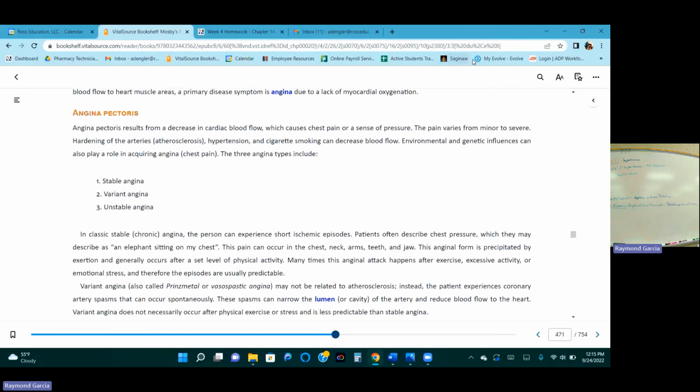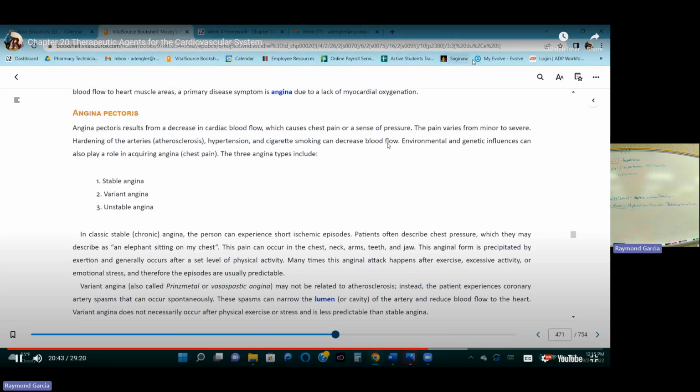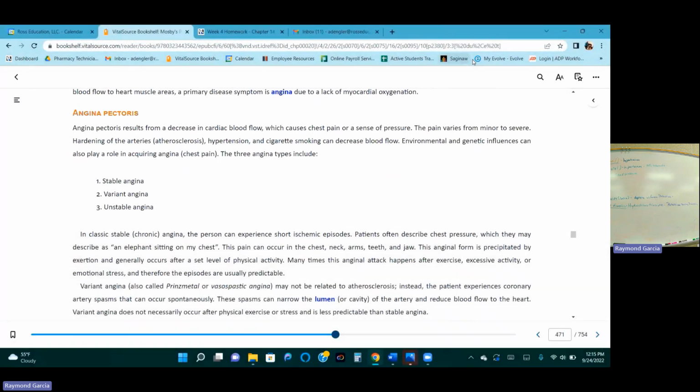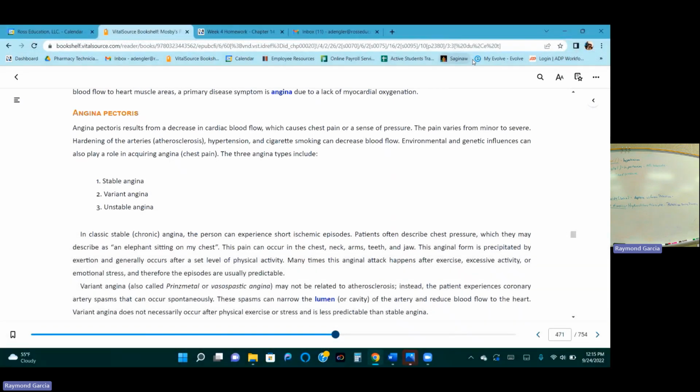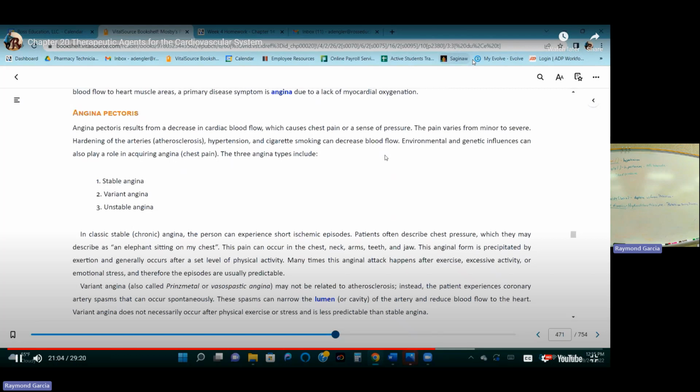Angina results from a decrease in cardiac blood flow, which causes chest pain or a sense of pressure. The pain can vary from minor to severe. Hardening of the arteries, hypertension, and cigarette smoking can decrease blood flow. Environmental and genetic influences can also play a role in acquiring chest pain. The 3 angina types include 1, stable angina, 2, variant angina, 3, unstable angina.